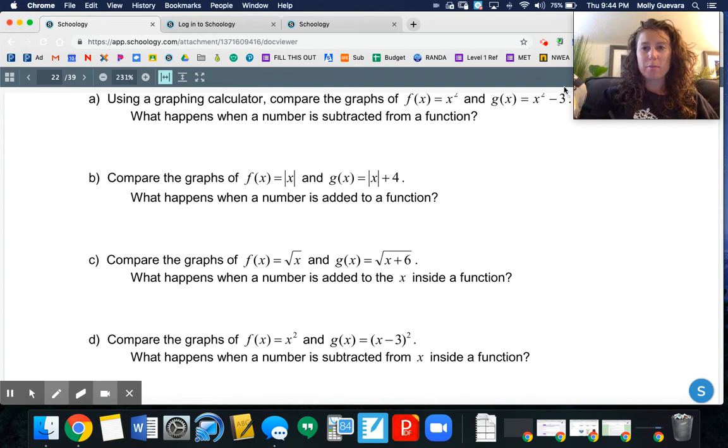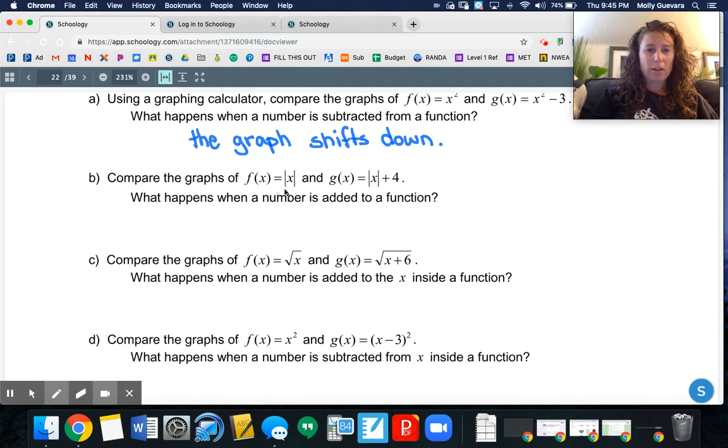But hopefully we remember that when we add or subtract a number outside, so in this case, when we subtract a number outside of the parent function, it shifts the graph down. So what happens when a number is subtracted from a function? The graph shifts down. So nice and easy. So I have x squared, which is my parabola, right? And then x squared minus 3 just moves down 3 units.